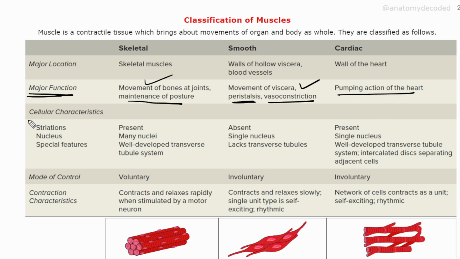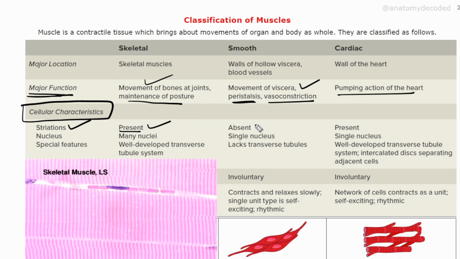Okay, when seen under the microscope, there are some cellular characteristics seen in skeletal, smooth, and cardiac muscle that we'll discuss now. So there is something called striations, which is present in the skeletal muscle due to the regular arrangement of actin and myosin. Okay, actin and myosin are the contractile filaments. They give rise to striations. Those striations are absent in smooth muscle, and they are also present in cardiac muscle, but not as regular as seen in skeletal muscle.